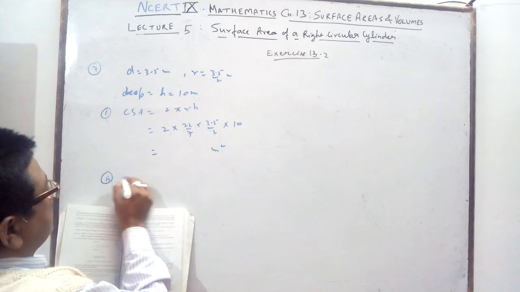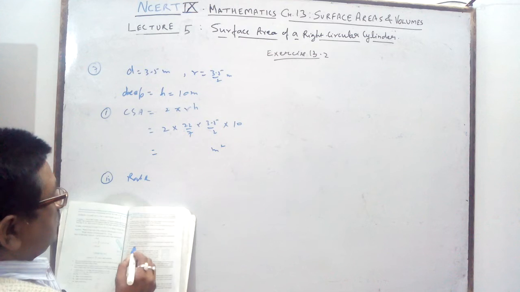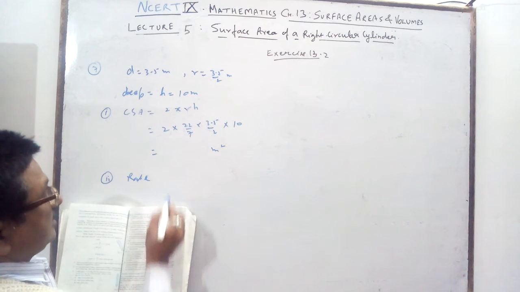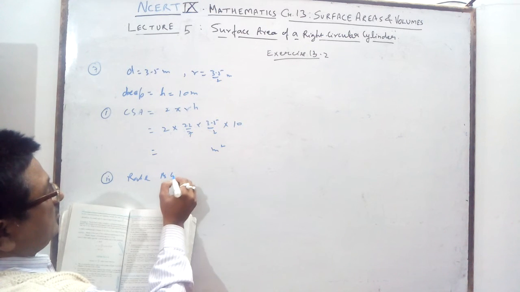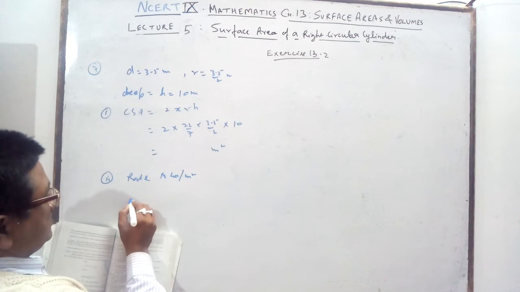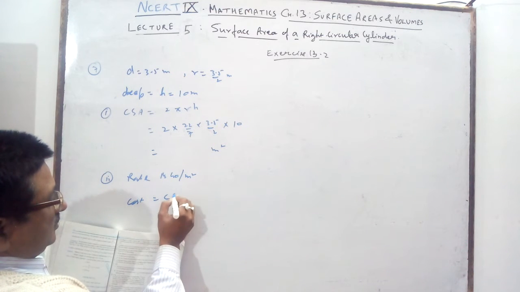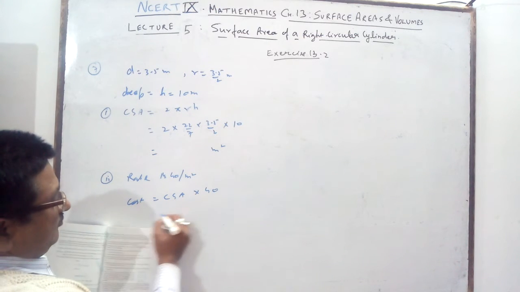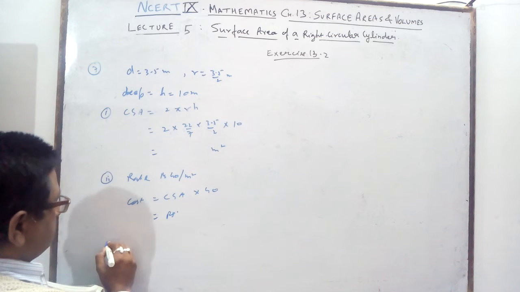Second part, the rate is given. You want to find out the cost of plastering at the rate of rupees 40 per meter square. So the cost is equal to CSA multiplied by 40. Your answer is in rupees.